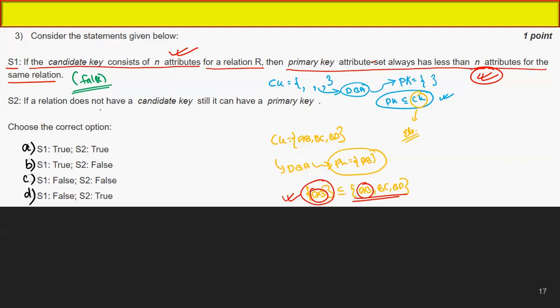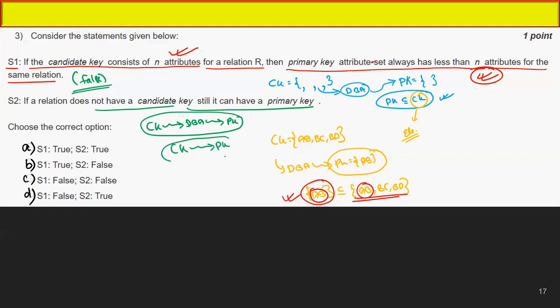Right? If a relation does not have a candidate key, it still has a primary key. Is this possible? This is not at all possible. This is a nonsense statement. Why? Because from the candidate key only we move to the database administrator, and from there we move to the primary key. This is a base concept. So there is a direct dependency between candidate key and primary key. If there is no candidate key, then no primary key. Say yes sir, right?